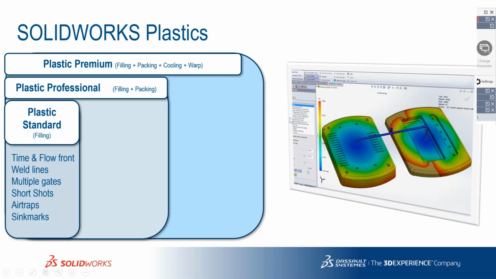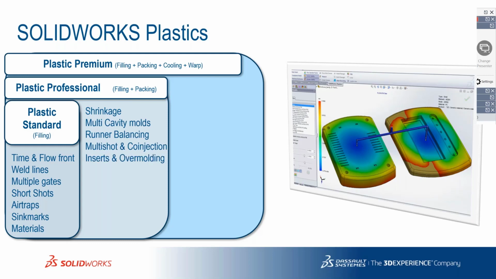But if I am a mold designer, where I have to look at the shrinkage, multiple cavity molds, runner balancing, multi-shot and co-injection, inserts and overmolding, fiber analysis, gas injection, birefringence, runner design, valve gates, all these things come in Plastics Professional, where we have the filling as well as packing analysis. And Plastics Premium is the package of everything. It comes along with Plastics Standard and Plastics Professional. Plastics Professional comes with Plastics Standard.